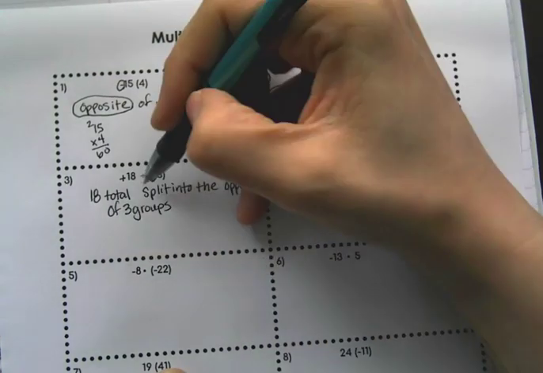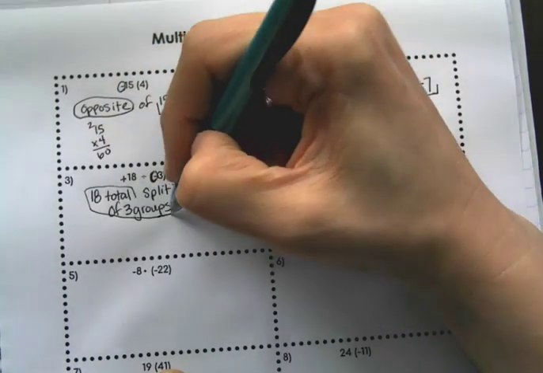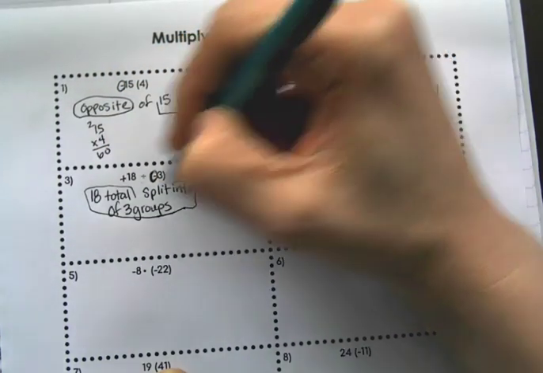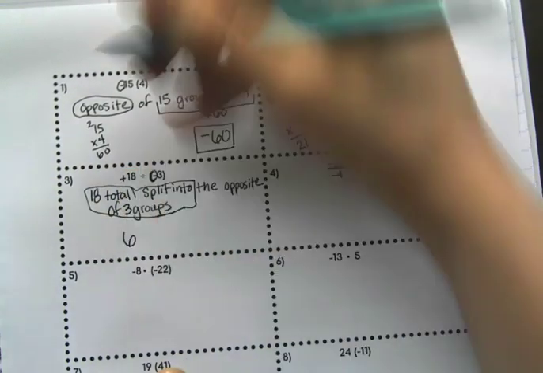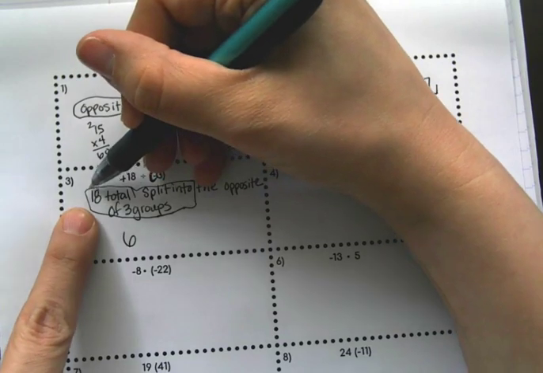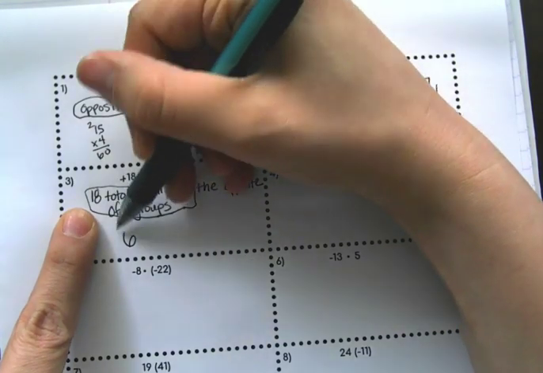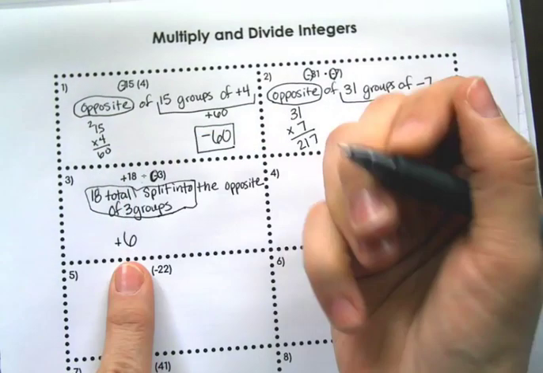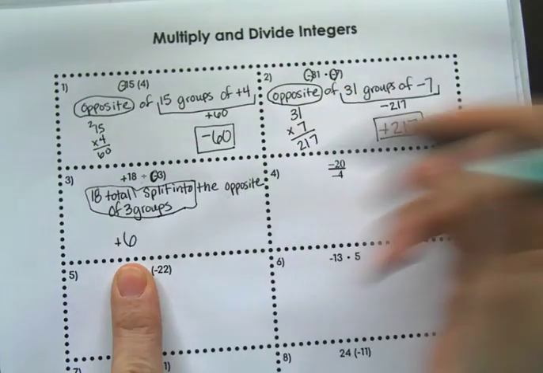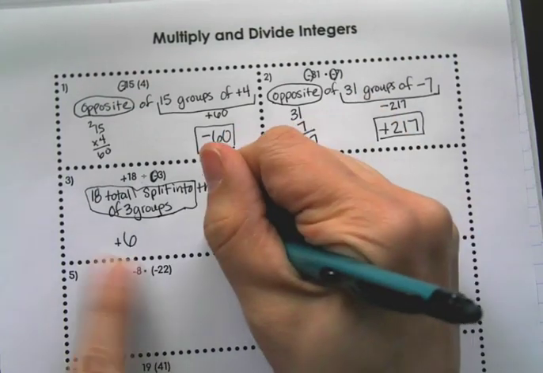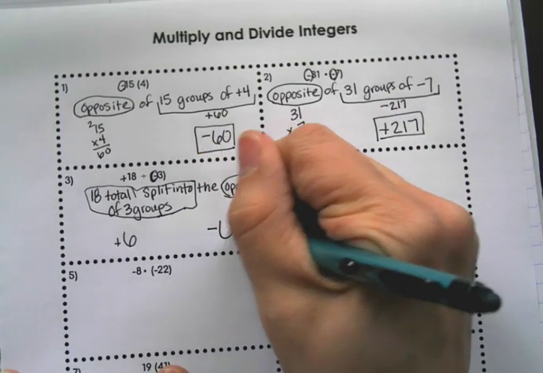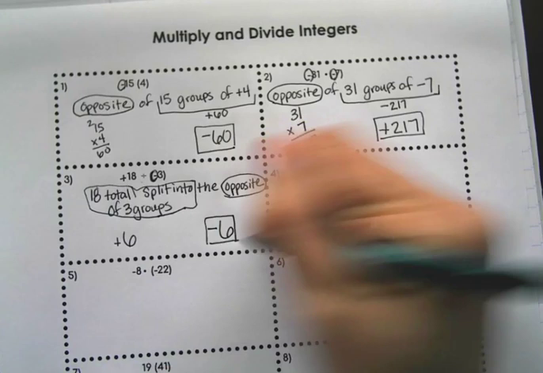So we're going to do 18 split into 3 groups first. So 18 divided by 3 is 6. Well, if these are positives, the only thing that could be in my 3 groups are positives. So this is positive 6. And then I need to remember to go back and do the opposite of that. So the opposite of positive 6 is negative 6.